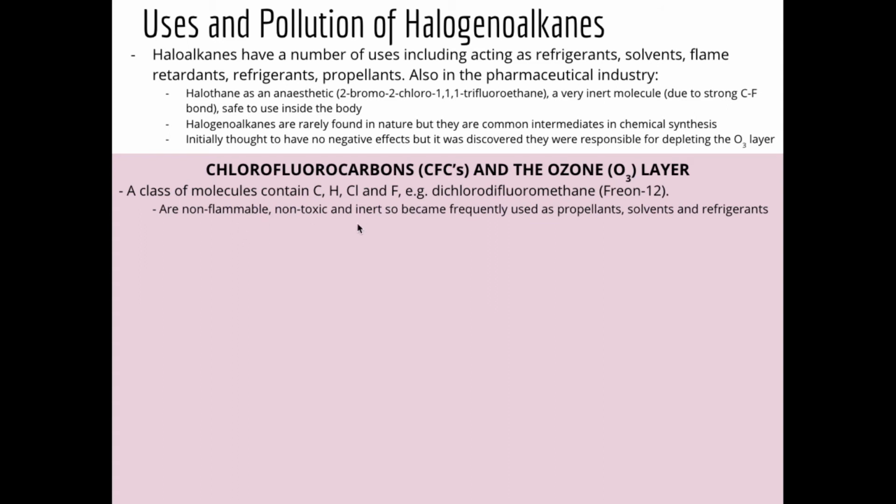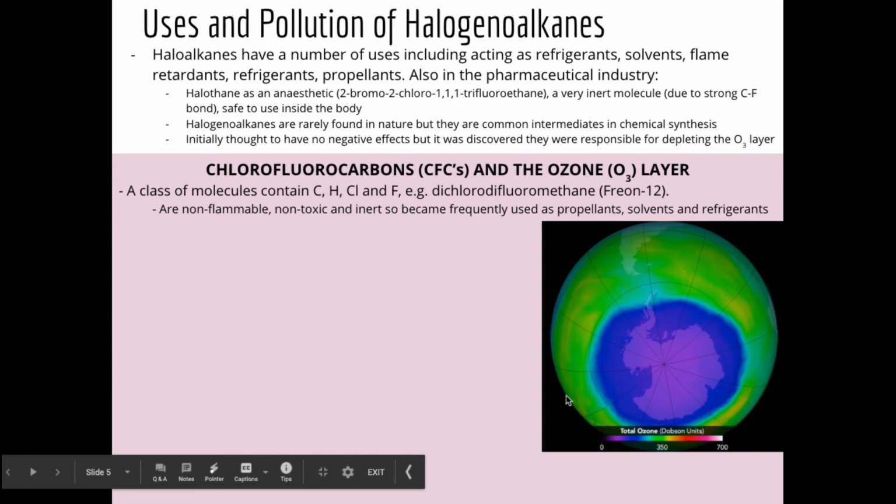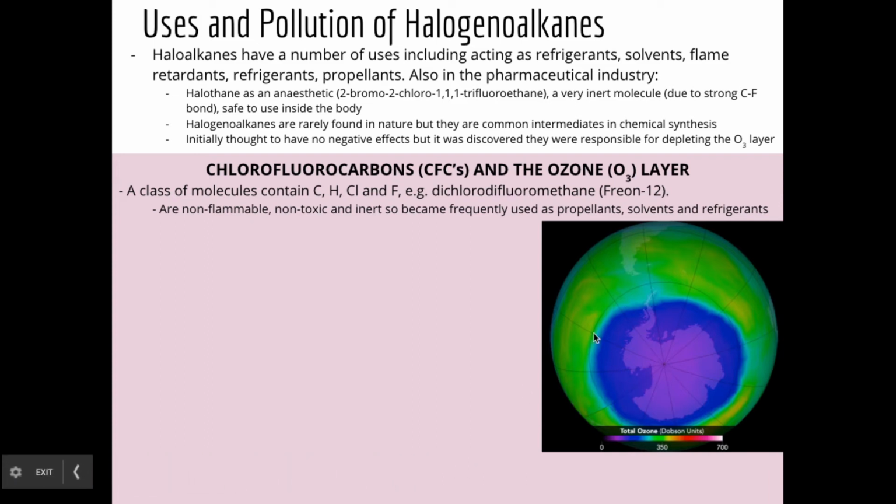These are non-flammable, non-toxic, and inert. So you can see why they might be used as flame retardants, or why they might be used in anesthesia, or why they're used for a lot of these jobs because of these great properties that they have. So they frequently were used as propellants, solvents, and refrigerants. But like I say, it was discovered that there was a large hole in the ozone above Antarctica, where the ozone was being depleted. So here's a very short history of this.